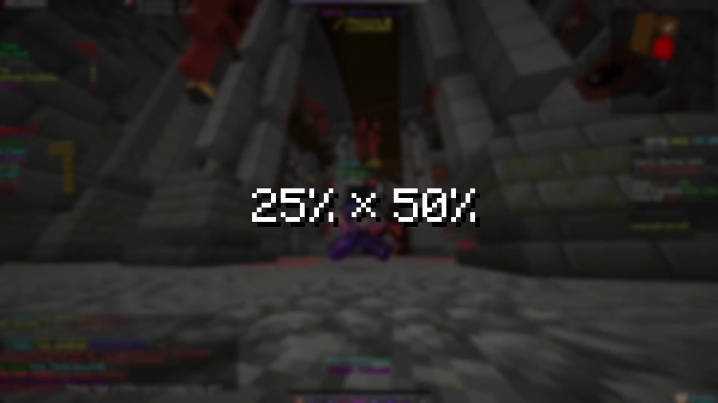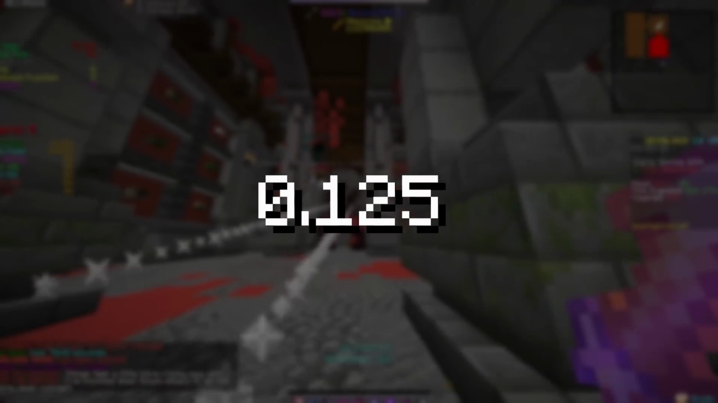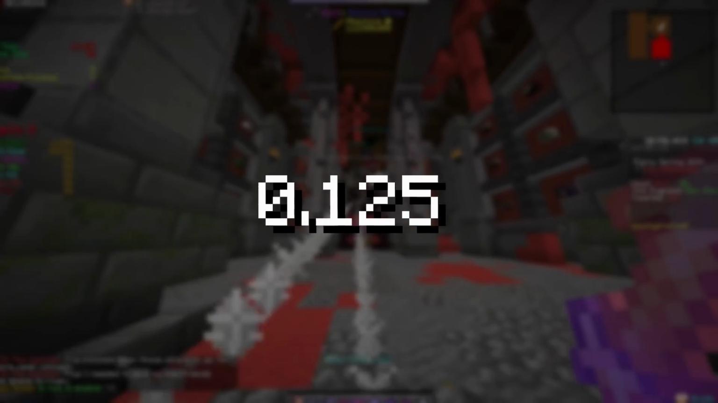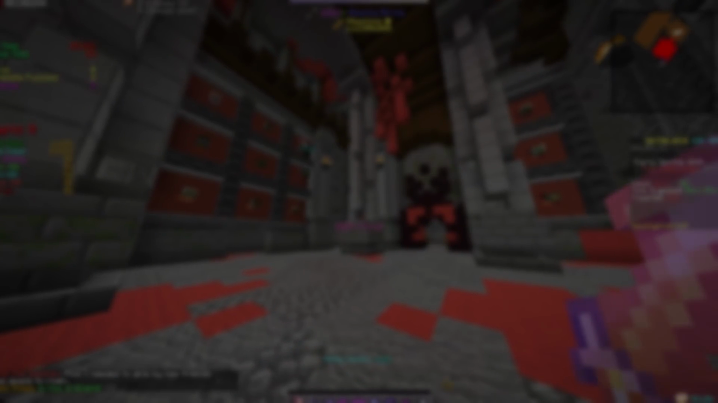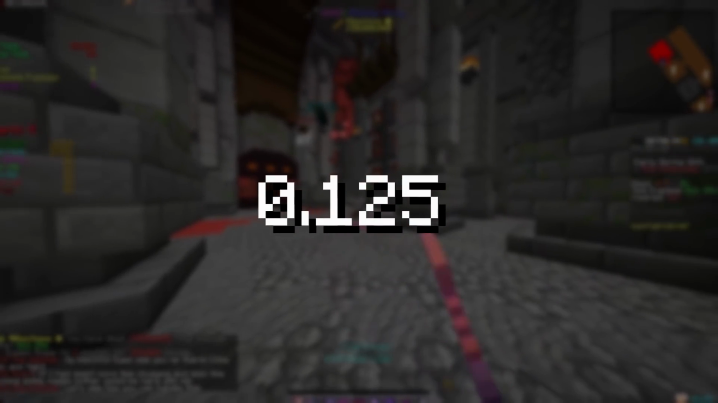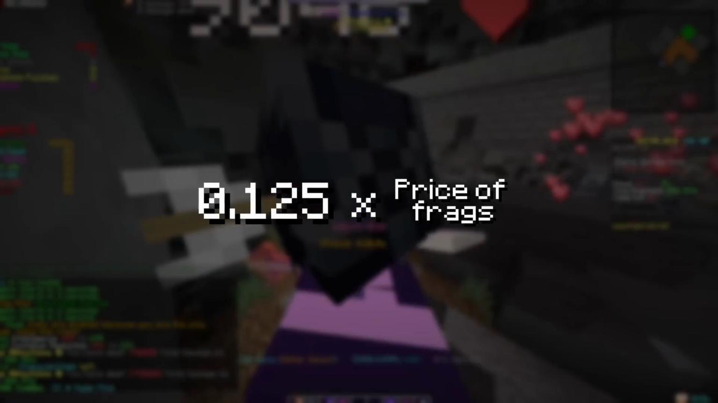So, if we multiply these two probabilities together, we can basically say that you get 0.125 parts of each fragment when you do a dungeon run. Obviously, you can't actually get a part of a fragment, but this just makes it easier to visualize. Now, all we need to do to get the amount of money we would make per run is take the 0.125 and multiply it by the price of each of the fragments in the game.